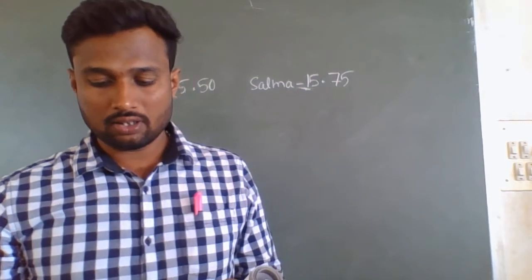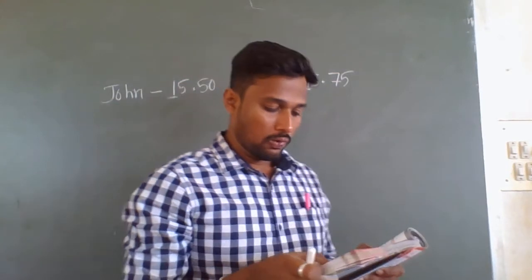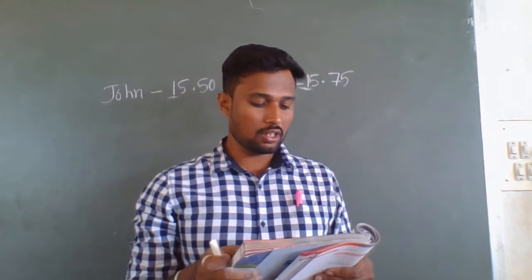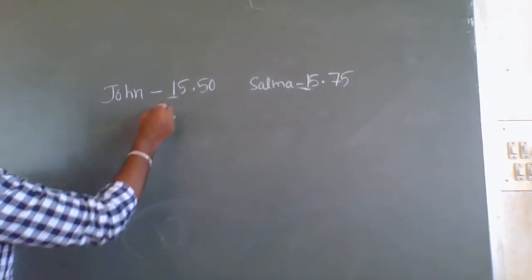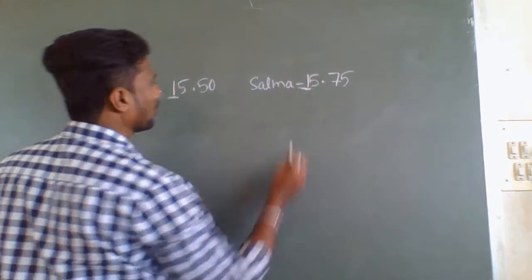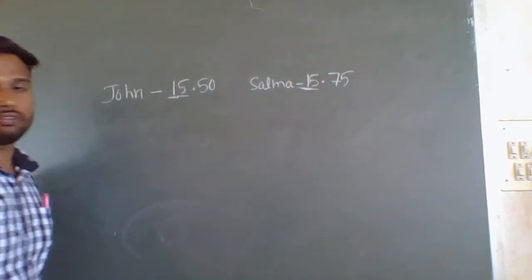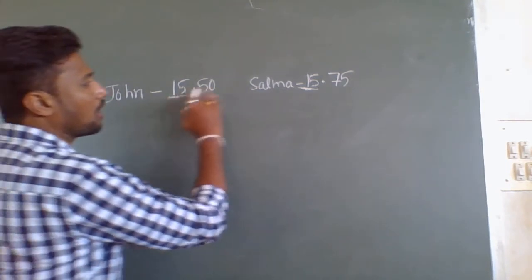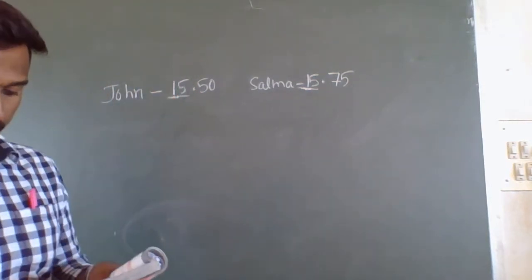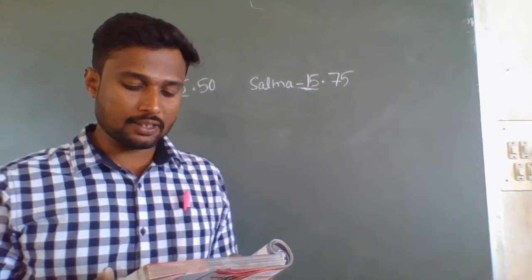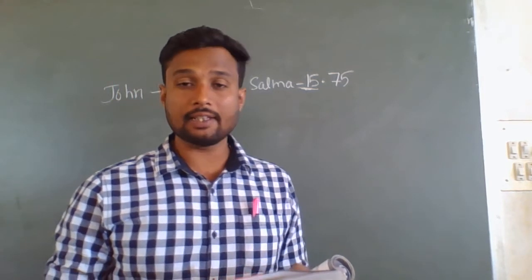Here you can see, to the left of the decimal point, both are the same: here 1, here also 1. Next, you consider the next digit: here 5 and here also 5. So these numbers are the same on the left part of the decimal point. So we compare the digits on the right of the decimal point, starting from the tenths place.